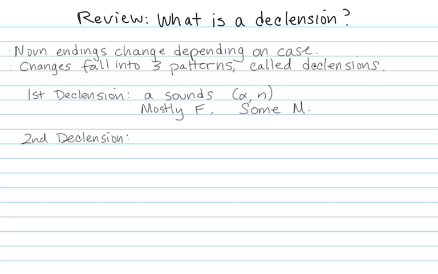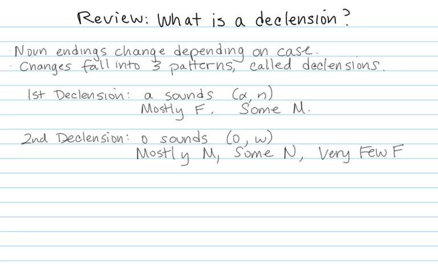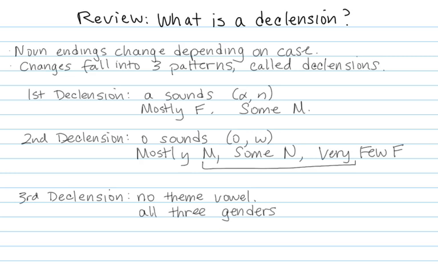The second declension was characterized by a lot of O sounds in the endings, and these were mostly masculine, following one pattern, some neuter, following a slightly altered pattern, and some very few feminine, which followed the same pattern as the masculine. Now we're going to learn the third declension. There is no characteristic theme vowel in the ending. All three genders are represented, and the masculine and feminine will share one pattern, and the neuter will share a slightly altered pattern.